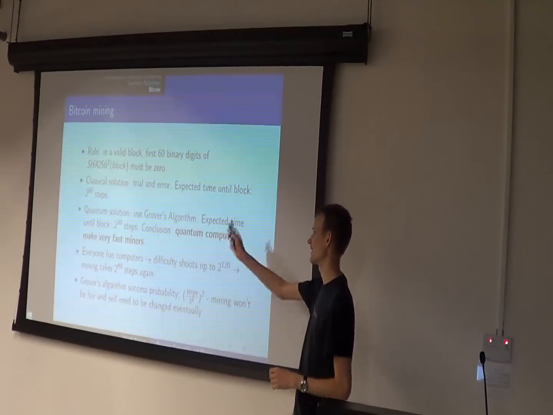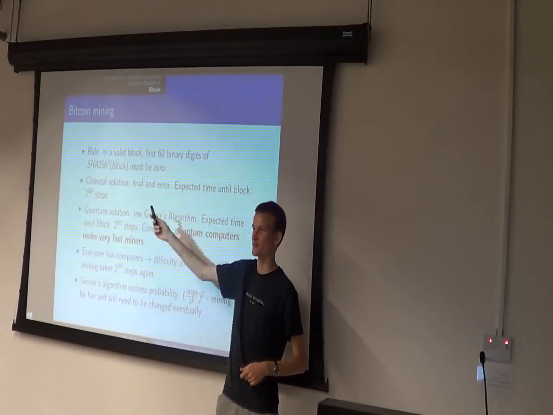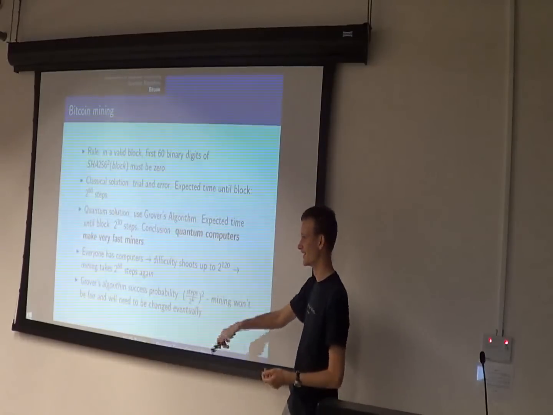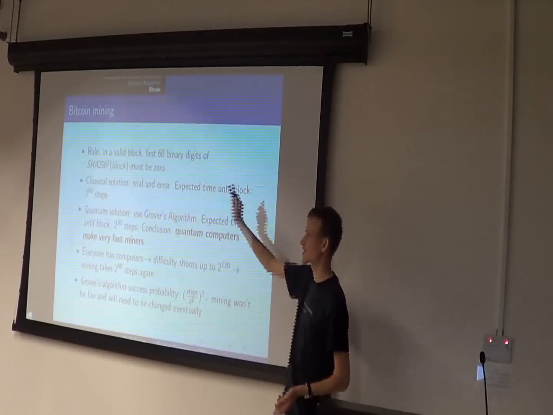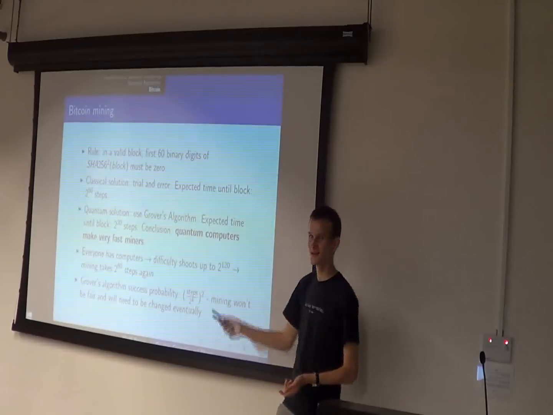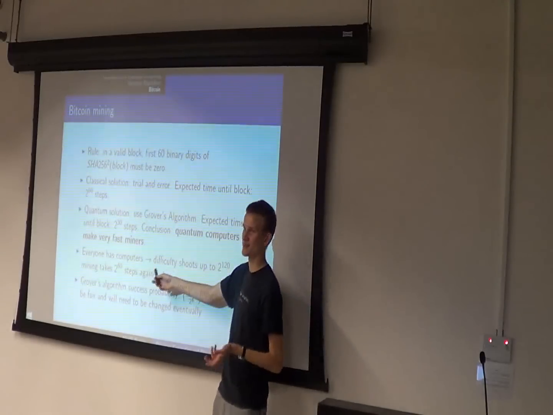Everyone has quantum computers. This should be: everyone has quantum computers. So the difficulty goes up from 2 to the 60 to 2 to the 120, because the difficulty automatically self-adjusts, and mining takes 2 to the 60 steps again.